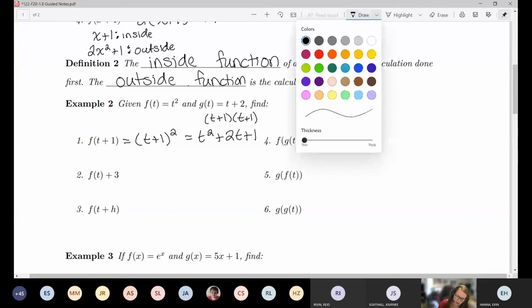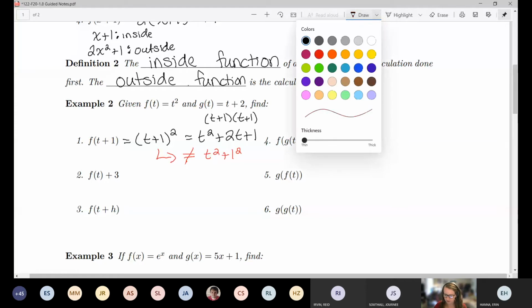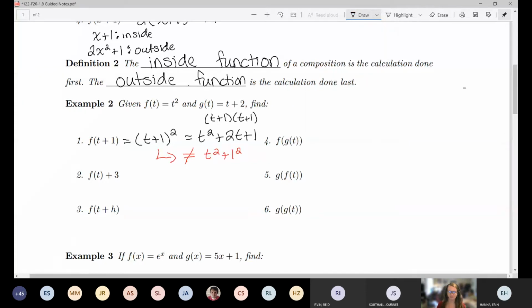For the love of all that is good and holy, I'm writing this in red because it's not right. Please do not say that this is equal to t squared plus 1 squared, because it's not. Don't do it. Not okay. You'd have to FOIL it out. But again, 90% to 95% of the time, I will never ask you to reduce and simplify. So when in doubt, just leave it.